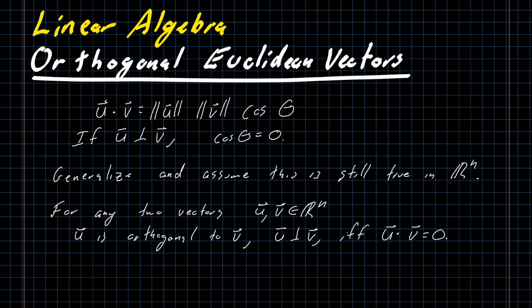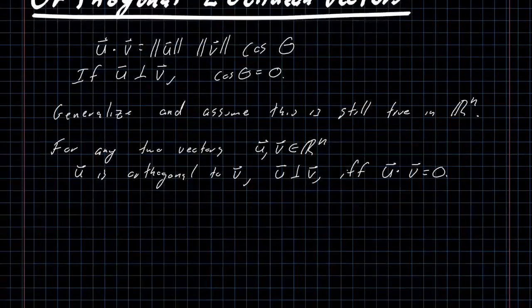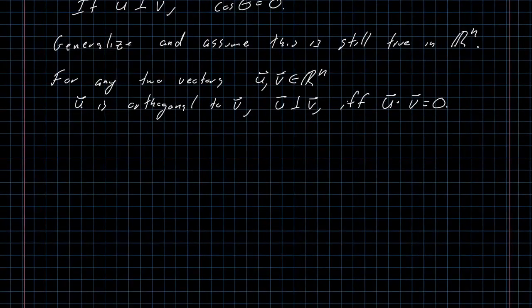So for any two vectors, u and v, in any dimensional Euclidean vector space Rn, we say that u is orthogonal to v, which we'll denote using the upside down T symbol, if and only if the dot product u dot v happens to be equal to 0. And two vectors is perfectly fine. That's something that's very reasonable to work with, but we're going to want to have larger collections.